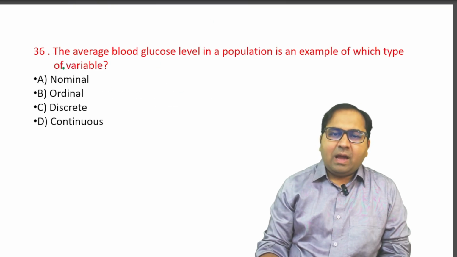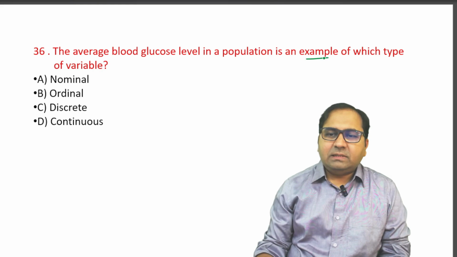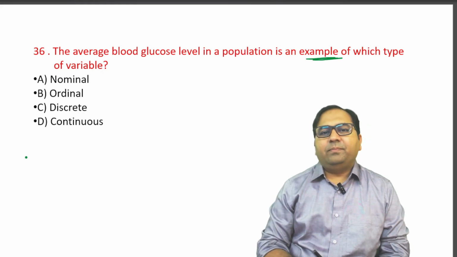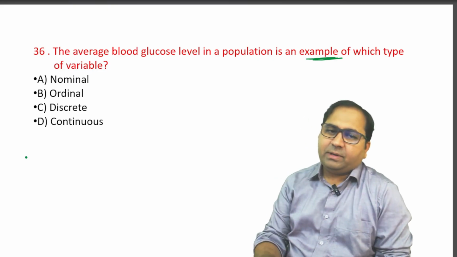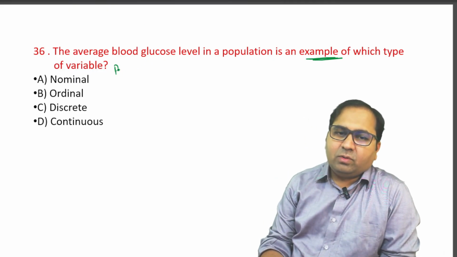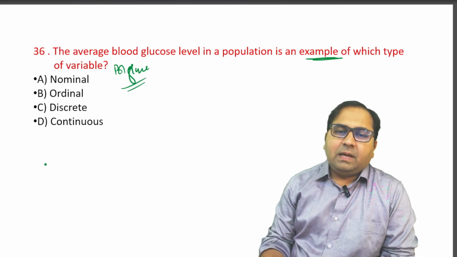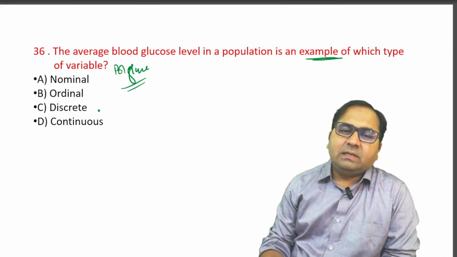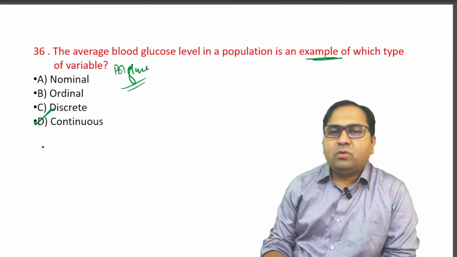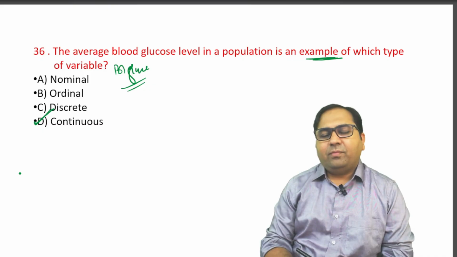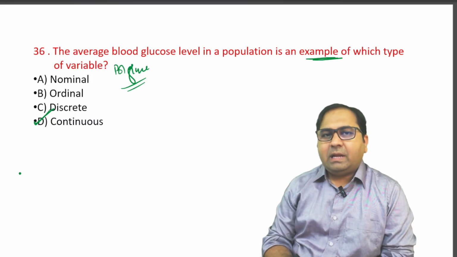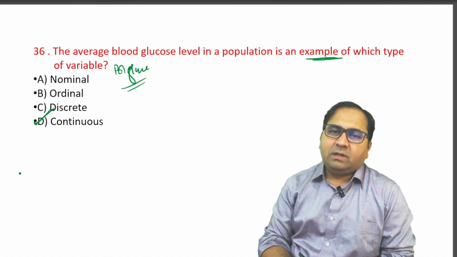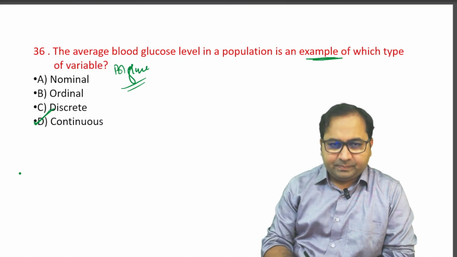Next question. The average blood glucose level in a population is an example of which variable? The options are A. Nominal, B. Ordinal, C. Discrete or D. Continuous. Blood glucose comes under what? By this time all of you should be perfect because the answer is D. Continuous. Please go back to question number 1. We have discussed in detail regarding the different types of variables in the first question itself. Please review again and again because you may get one question from that discussion.